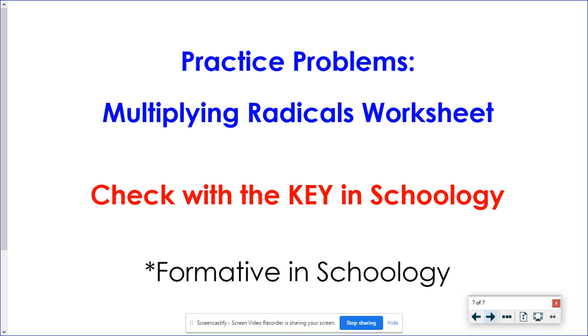Today's worksheet is multiplying radicals. The answer key is in Schoology. Take the formative in Schoology. Take your time. Please don't try to do this all in your head. Show some work on paper. I promise it will help you. And if you need any more help than that, let me know.